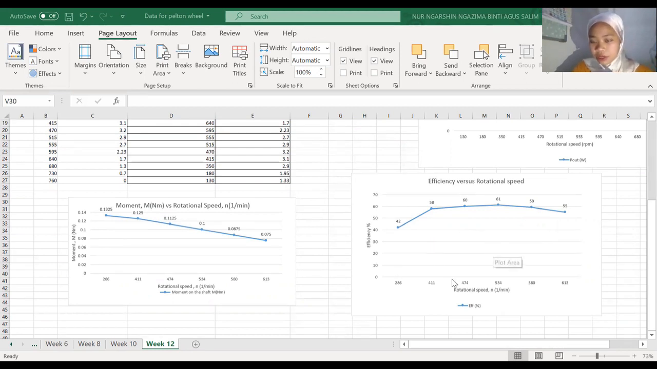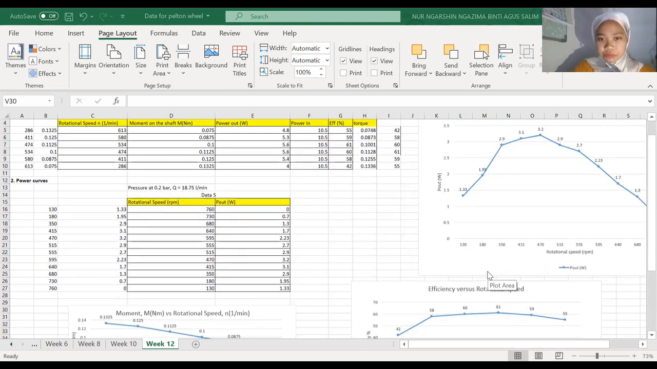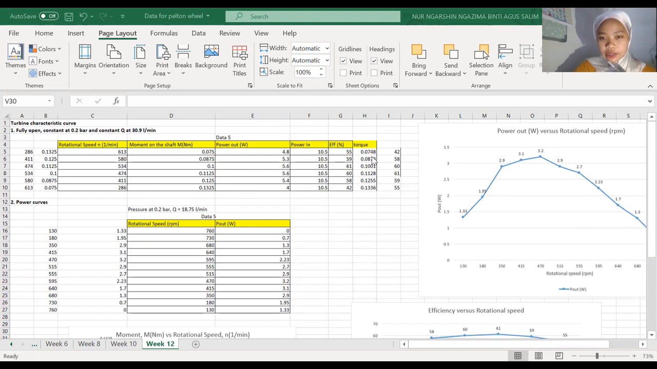So what I can conclude is, the higher the rotational speed, the smaller the efficiency. For the torque, I calculated it and found that the value of the torque is the same as the moment. I calculated the torque using the formula P out is equal to 2 pi N T over 60.